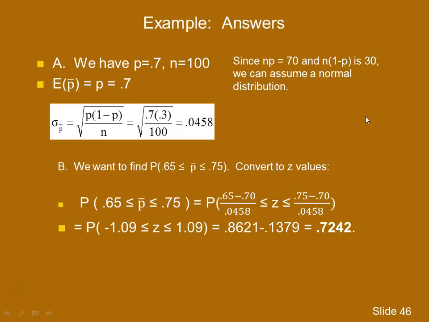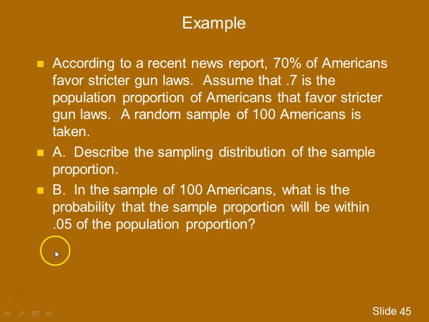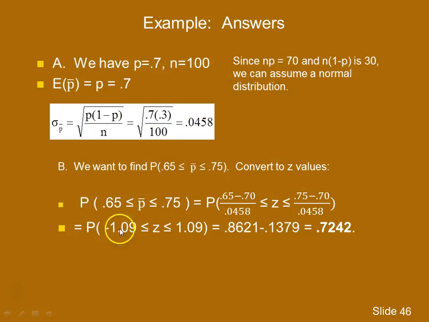Now, the second part of the problem asked you to find the probability that the sample proportion is within 0.05 of the population proportion. Since the population proportion is 0.7, within 0.05 of that would be from 0.65 to 0.75. So in part B, we're asking you to find the probability that 0.65 is less than or equal to p bar is less than or equal to 0.75.